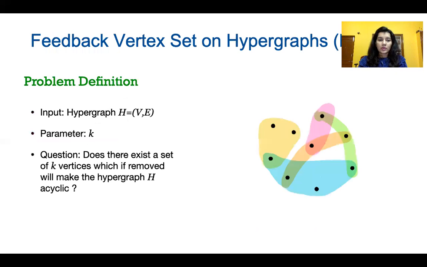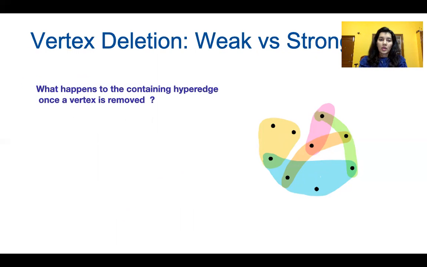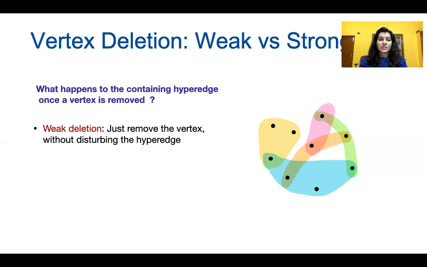We start with recalling the problem definition: we are given a hypergraph and a parameter k, and the question is whether there exists a set of k vertices whose removal makes the hypergraph acyclic. Now, the removal of vertices can have different connotations. What happens to a hyperedge once a contained vertex is removed? We have two possible ways to perceive deletion of vertices. The first one is weak deletion, where you just remove the vertex in consideration and do not disturb the hyperedge.